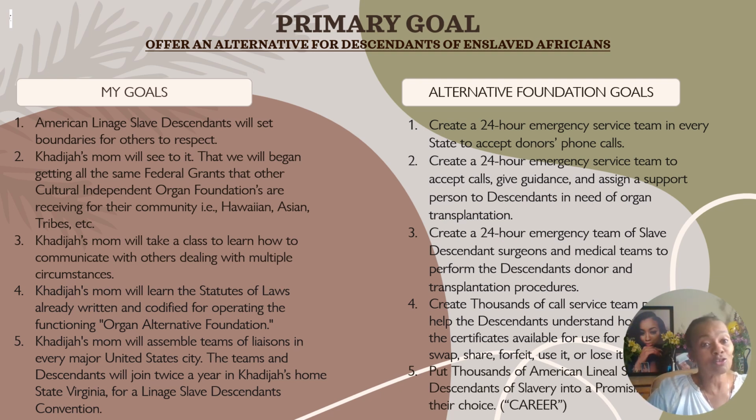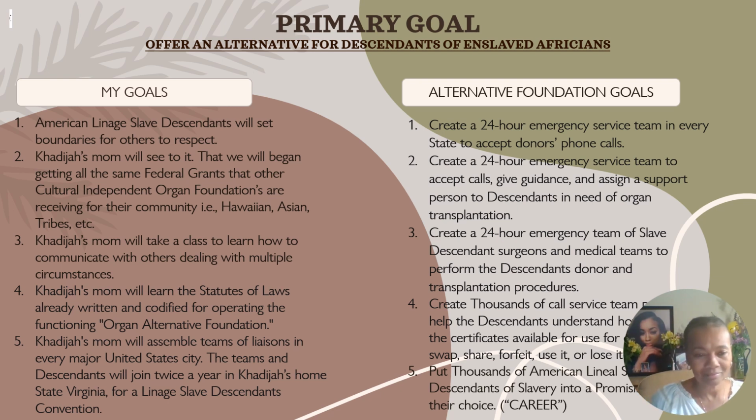My goals. First of all, primary goals. Offer an alternative for descendants of enslaved Africans. That's what our families were. They were enslaved. So we're the descendants of the enslaved Africans that were brought here against their will. So this is my goal as Khadijah's mom, as the gift to her.